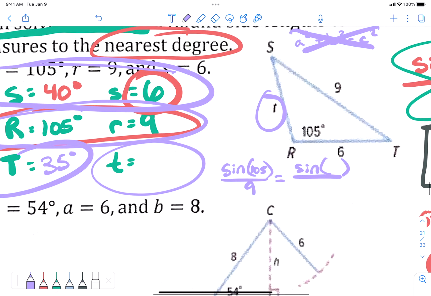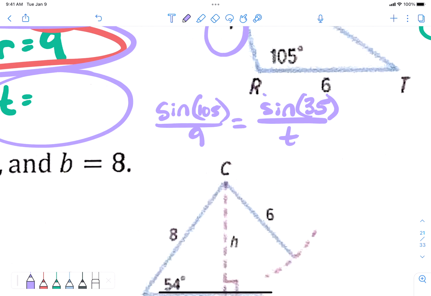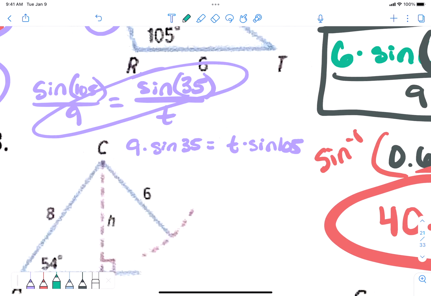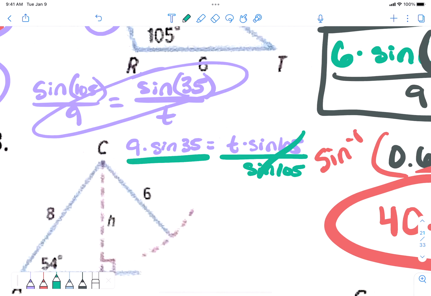Now we're doing sine of 35 over t, because that's what we don't know, right? And now we're just cross multiplying and dividing like normal, right? Okay, so I'm going to multiply these guys together. That is 9 times sine of 35 equals t times sine of 105. And then how do I get t by itself? Divide by sine 105, okay? So divide by sine 105.